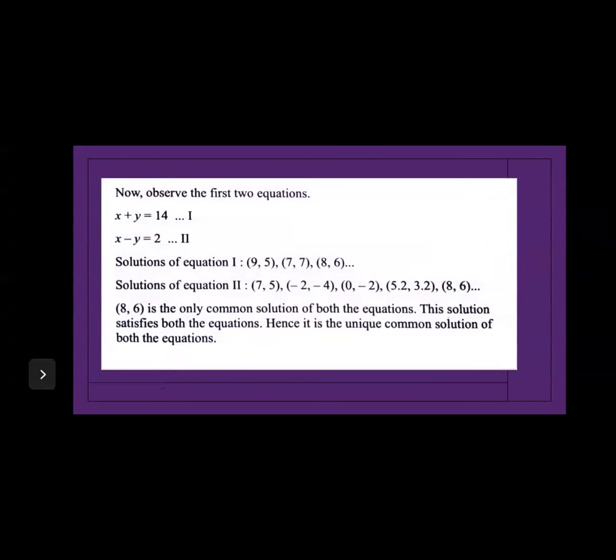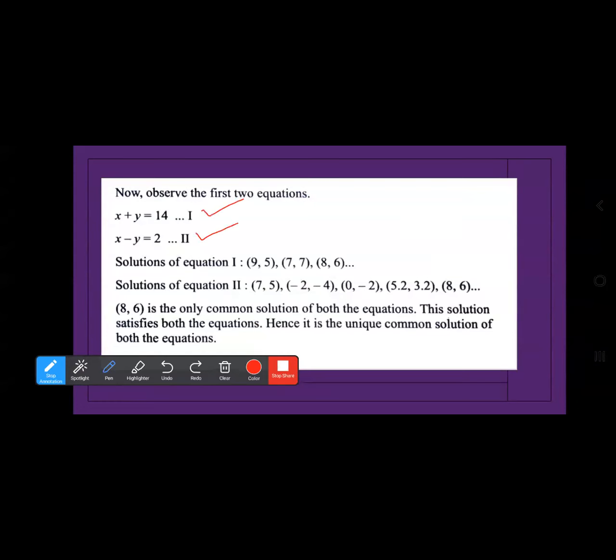See here. These two equations were there, x plus y equals 14 and x minus y equals 2. These are the solutions for the first equation, and different infinite solutions will be there. For the second equation here also, infinite solutions are given. Now, if you compare the infinite solutions of equation 1 and equation 2, you will find one solution which is common in both the equations.